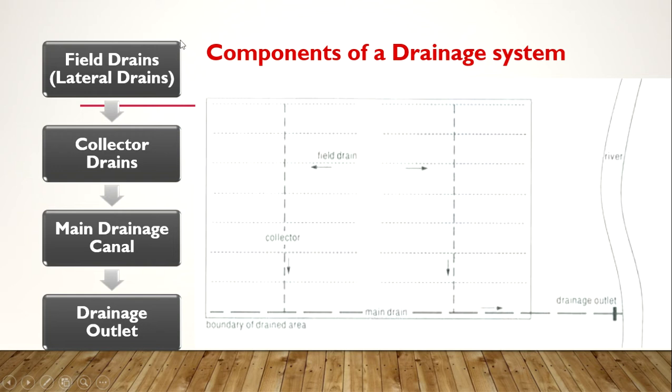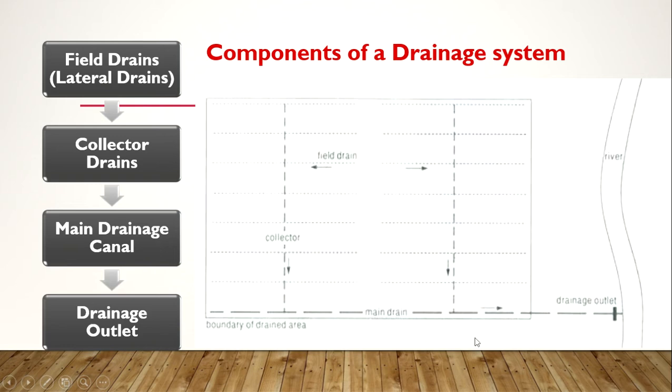There will be field drains, otherwise known as laterals, and the field drains will collect the water and discharge it into the collector drains. The collector drains will collect the water from the field drains and discharge it to the main drainage canal or main drain. And finally, the main drain will discharge all the water to the drainage outlet. It will be a natural outlet or an artificial outlet. In this case, it is a natural outlet, a river.